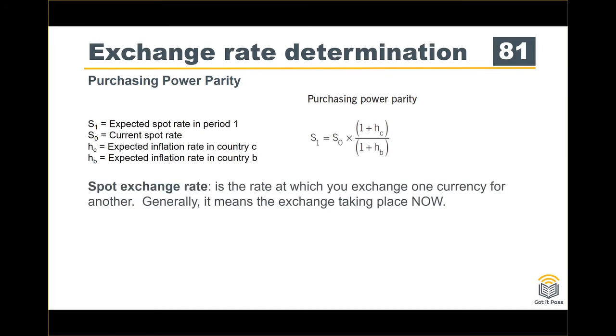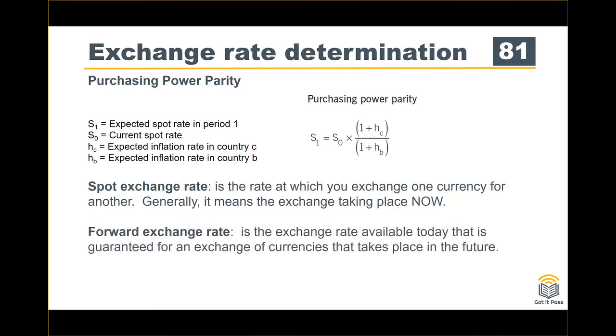So here we would like to explain to you some terminology. Spot exchange rate is the rate at which you exchange one currency for another now. And forward exchange rate, we will explain it later in the IRP, interest rate parity. Forward exchange rate is different. It is the exchange rate available today that is guaranteed or promised for an exchange of currencies that takes place in the future. So remember, these two are different.